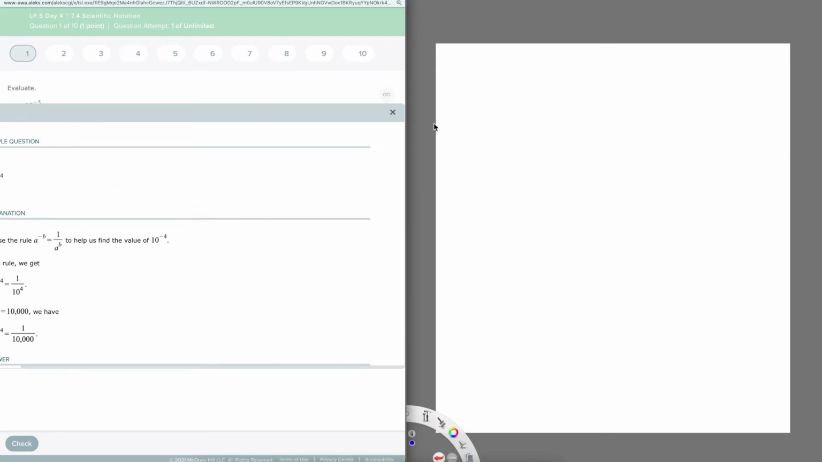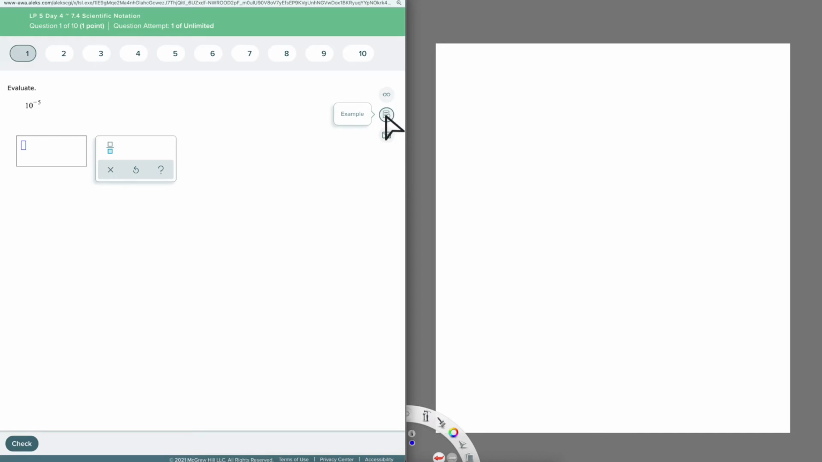You can close this and open another example if you want. It just keeps giving you other examples. You can also message your teacher directly from the screen. So when you reach out, we know where to help you because it attaches a picture of this problem. All right. So let's go ahead and take a look at these.